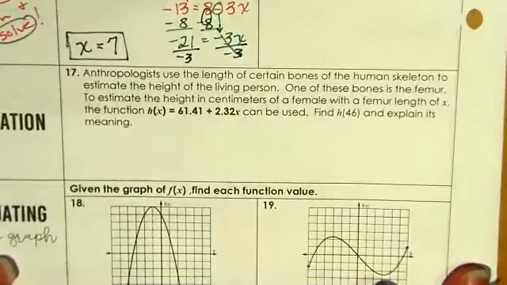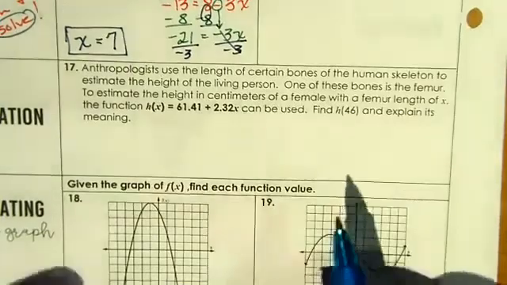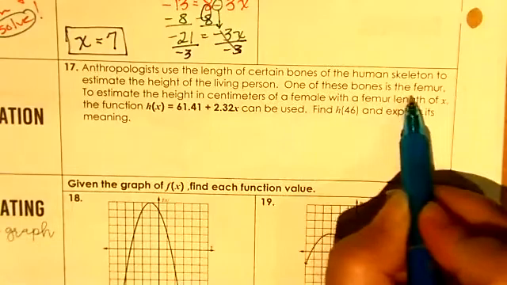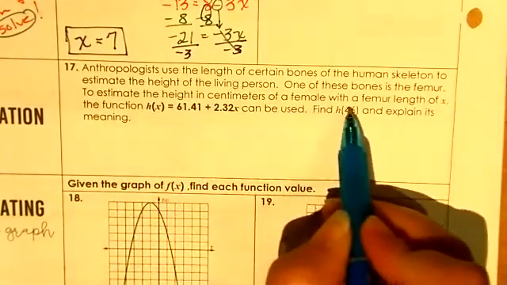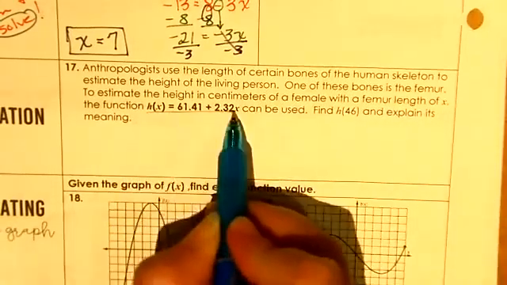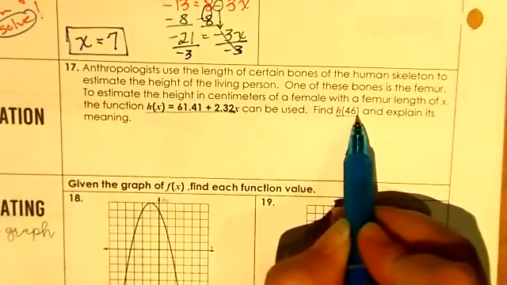All right, let's look at this word problem. Okay, so it says, anthropologists use the length of certain bones of the human skeleton to estimate the height of the living person. One of these bones is the femur. To estimate the height in centimeters of a female with a femur length of x, the function can be used. Find h of 46 and explain its meaning.